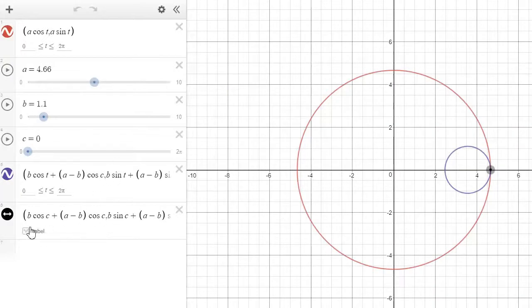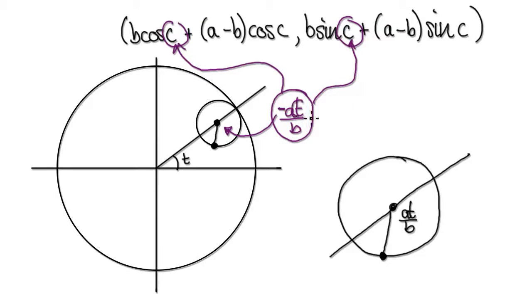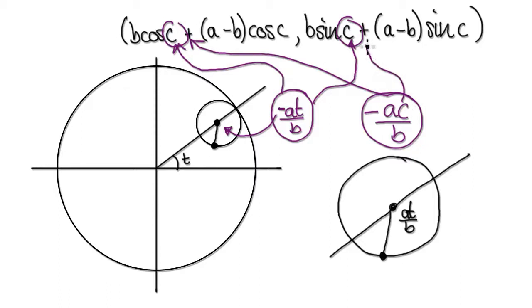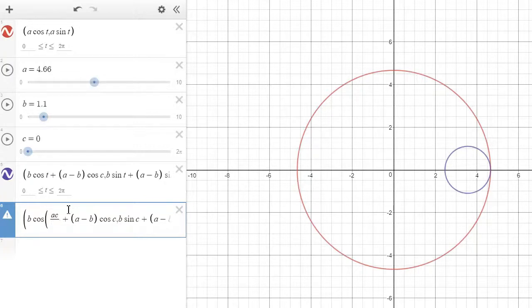So looking at our particle, you need to change this to A. Instead of T, it will be C. So instead of this T here, it will be C. So we need to put minus AC over B. We need to put this into here, and then into here as well. So that would be AC over B, and it's a minus.